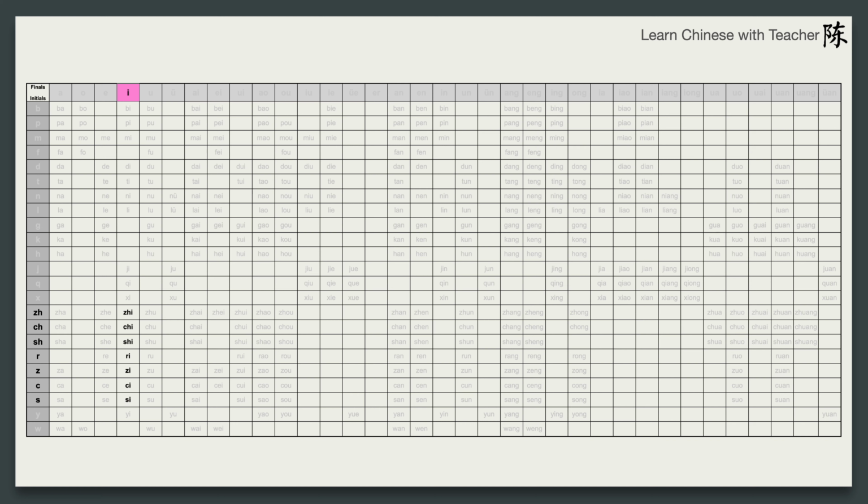The final letter i is pronounced yi in Chinese. If the final i is pronounced that way, these pinyins would be pronounced zhi, chi, shi, ri, zi, ci, si. No, they are wrong. Forget it. Okay?